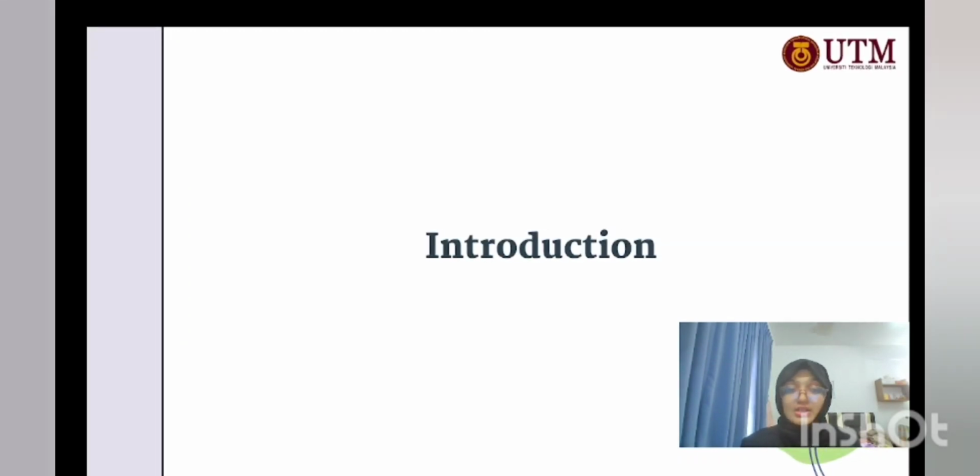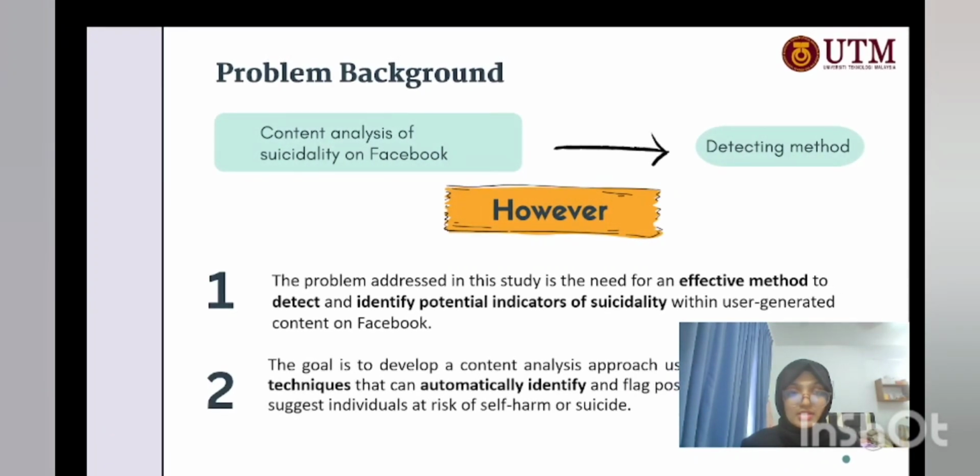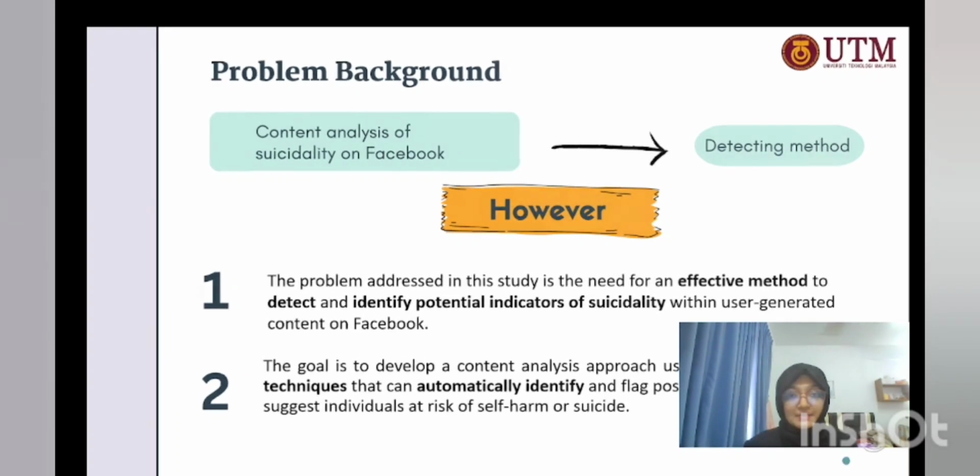Let us move to the introduction part. This one is the problem background. So first of all, the problem addressed in this study is the need for an effective method to detect and identify potential indicators of suicidality within user-generated content on Facebook. Secondly, the goal is to develop a content analysis approach using machine learning techniques that can automatically identify and flag posts and comments that suggest individuals at risk of self-harm or suicide.